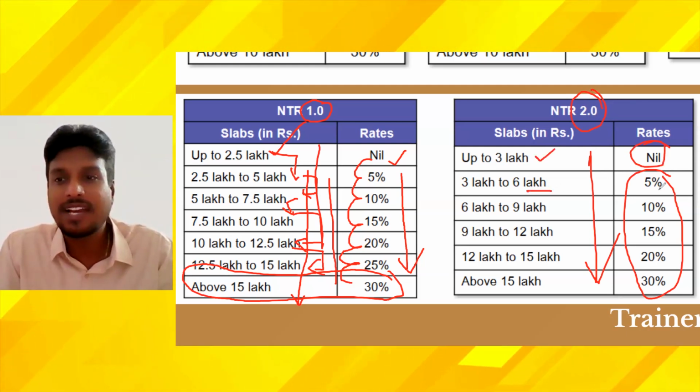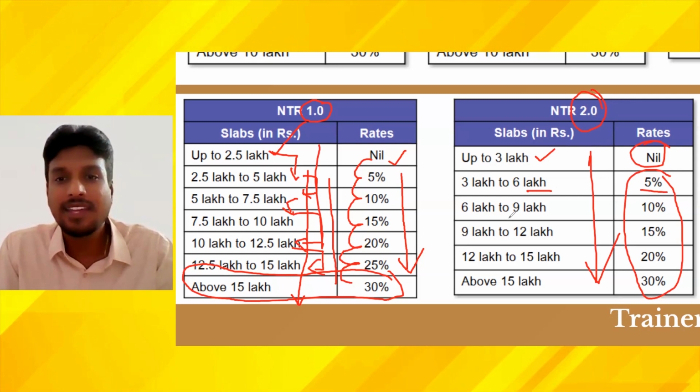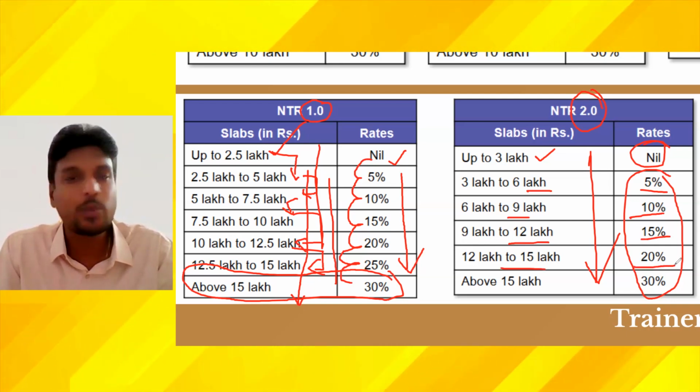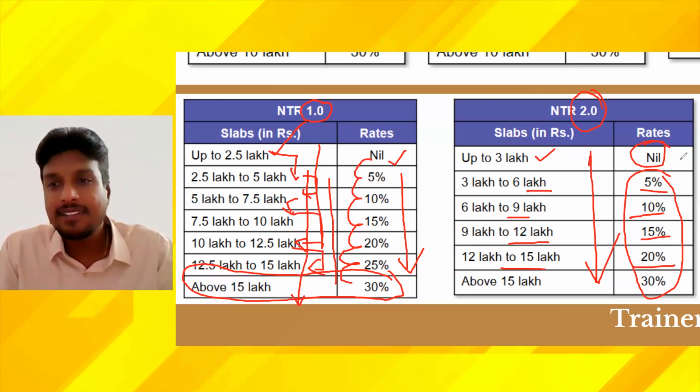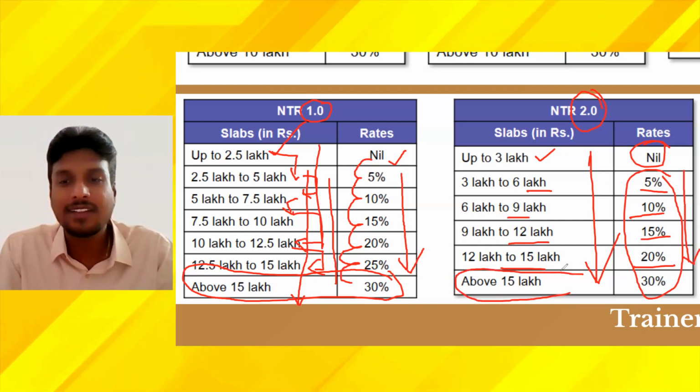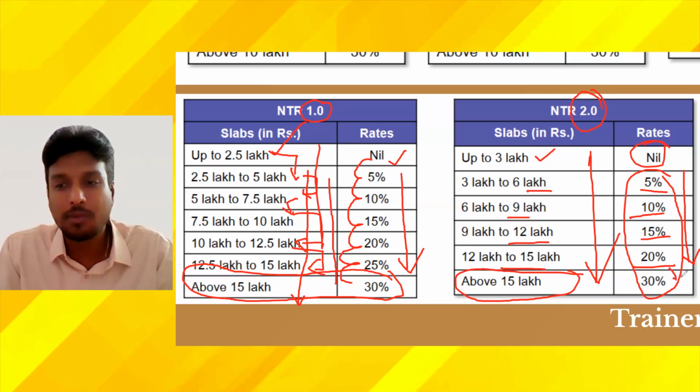So 3 lakh to 6 lakh, the tax rate is 5%. 6 lakh to 9 lakh, 10%. 9 lakh to 12 lakh, 15%. 12 lakh to 15 lakh, it is 20%. Then there is an increase of 5% everywhere. Now here above 15 lakh, there is an increase from 20 to 30%.